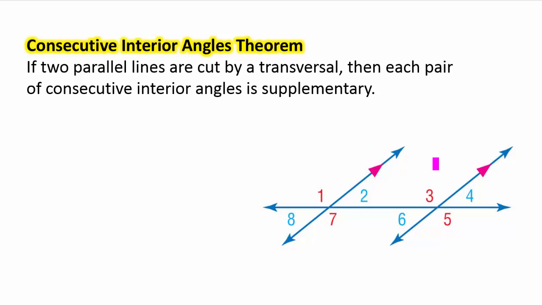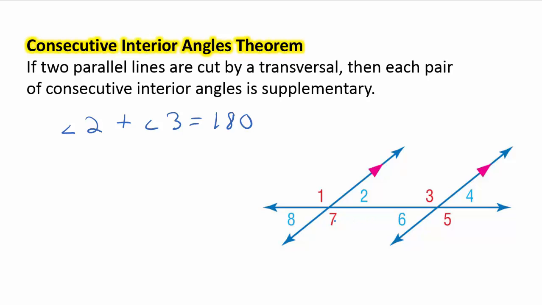Now, consecutive interior angles theorem says that if two parallel lines are cut by a transversal, then each pair of consecutive interior angles is supplementary. So let's take a look at angles 2 and angle 3. Those two are going to be consecutive interior angles, and since they are cut by a transversal along the parallel lines, they're going to be supplementary. So what does that mean? Again, our definition of supplementary means that those two angles are going to add up to equal 180 degrees.